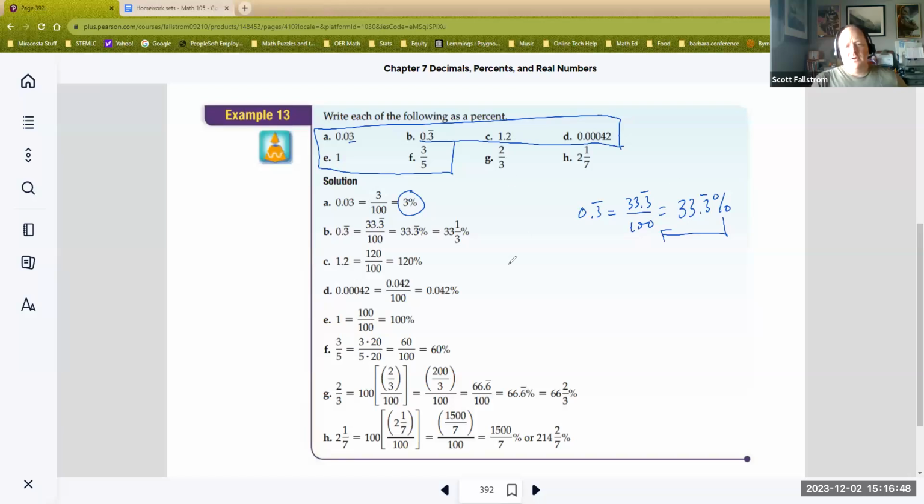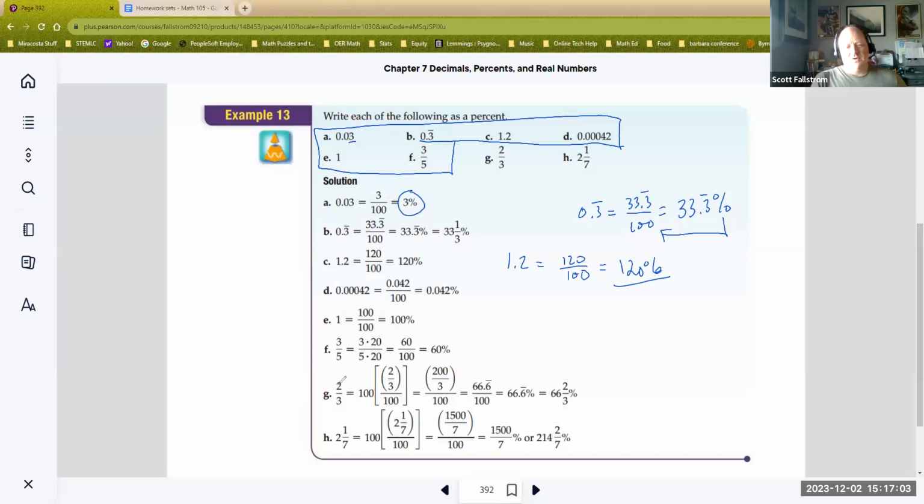Let's see here, 1.2. Well, 1.2, again, I need to write this over 100. So I put 100 on the bottom, multiply by 100 on top, I get 120. So this is 120%. Okay, very similar. So all of them, what you're doing, you're getting this nice little pattern.